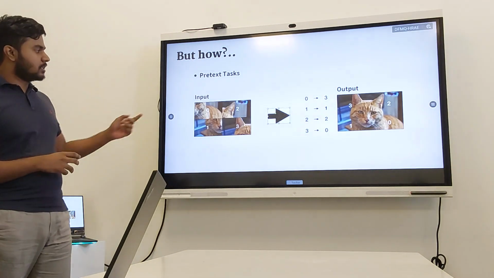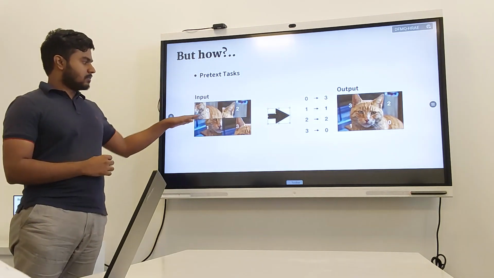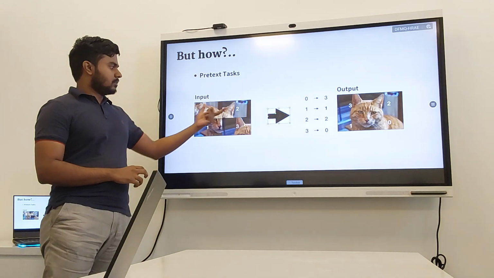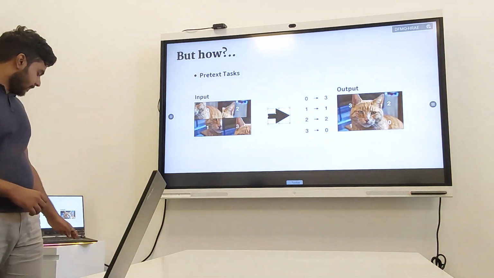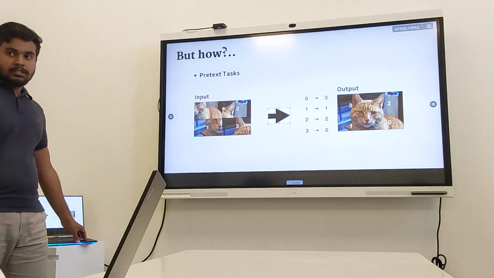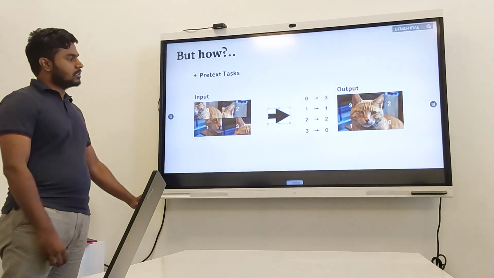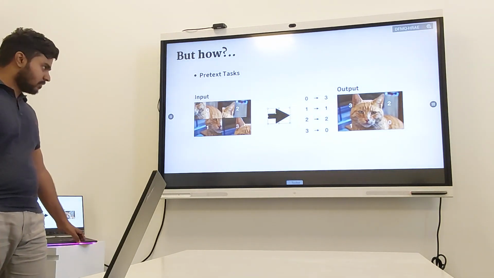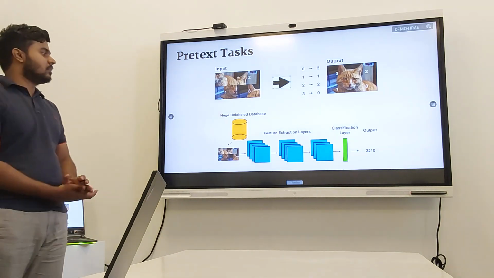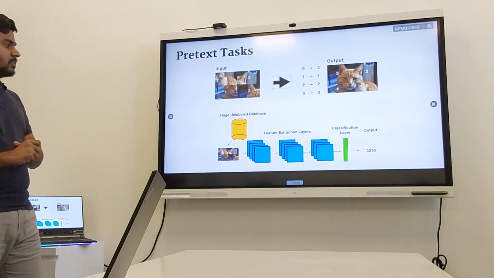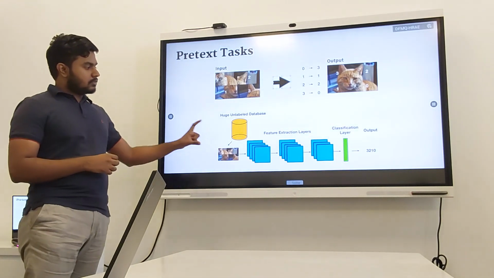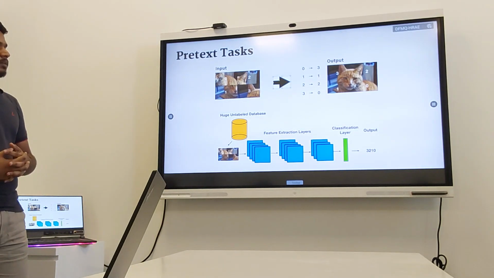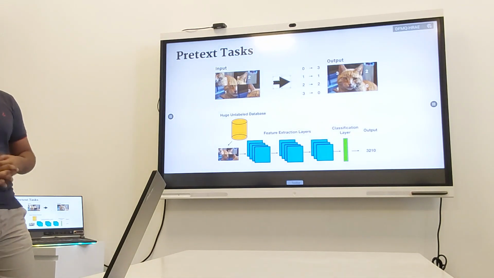For example, we can give an image and puzzle it like this. What the neural network should learn is how to order these separate samples of the image. The intuition here is that the neural network learns the general features of the images to do this task, even without the labels. Likewise, we can use a huge unlabeled data set and a feature extraction layer to do the task, and then use these feature extraction layers in downstream tasks and fine tune them to do a more specific task with human labeled images, like image classification.